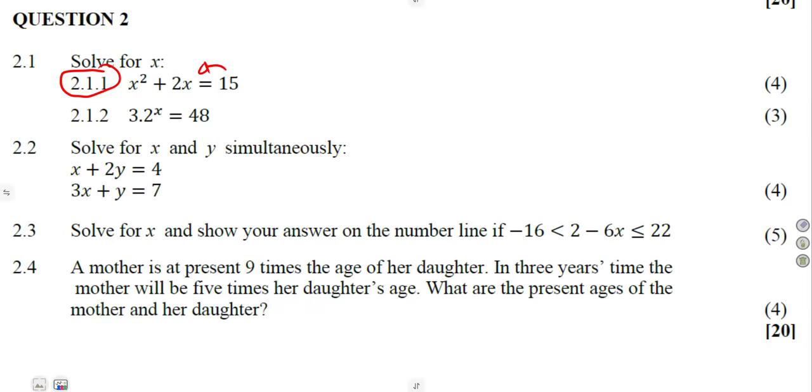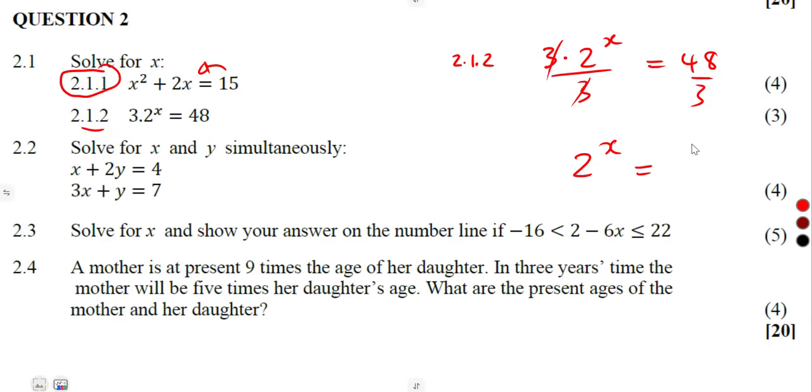2.12. Again, it is to solve for x. 3 times 2 to the exponent of x is equal to 48. All right, what about this 3? It's just a product, so get rid of that. Divide by 3. So 2 to the exponent of x is equal to 48 divided by 3, which is 16.